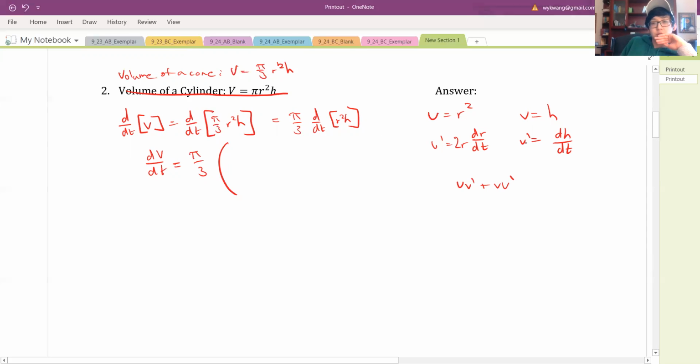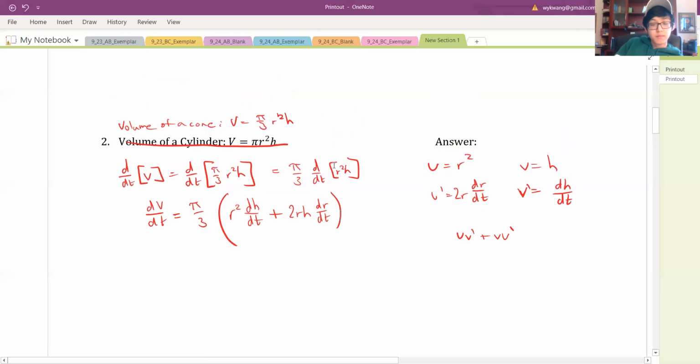Well, what is uv prime? uv prime is r squared times dh over dt. So it's going to be r squared times dh over dt plus vu prime. Well, v is h, u prime is 2r dr over dt. So it's going to be 2rh dr over dt. Now this is effectively our answer, because we can distribute the pi over 3 if you want. If you want to multiply out pi over 3 to this and this, then go for it. But we can leave it like this because we differentiated, we're done. And it doesn't ask us to solve for anything.